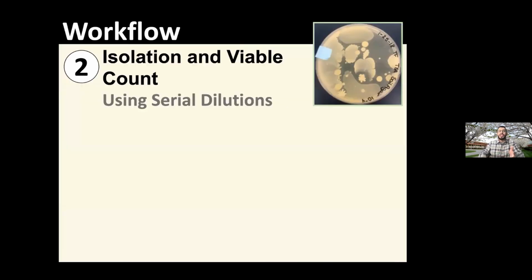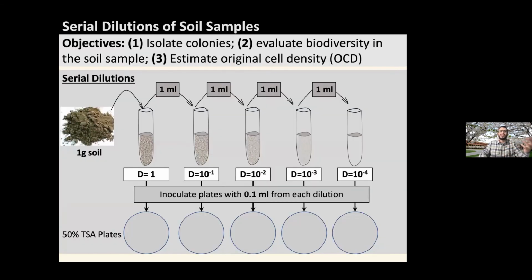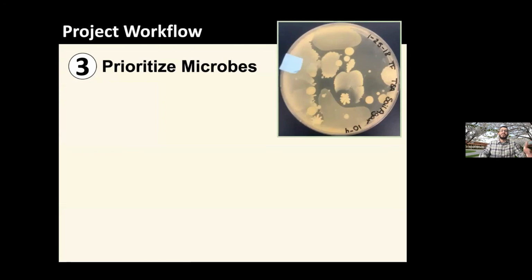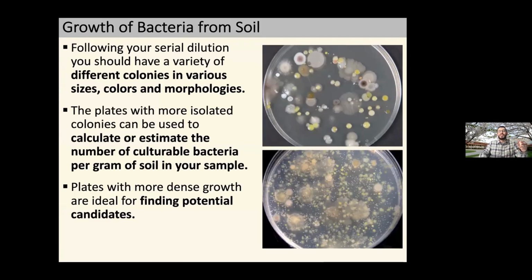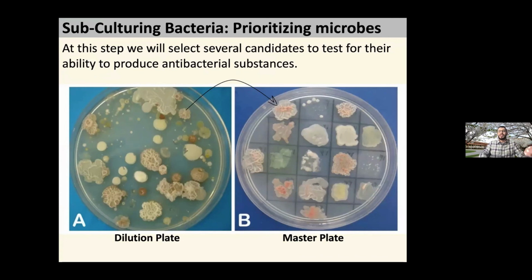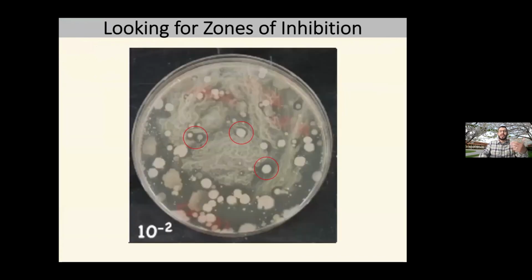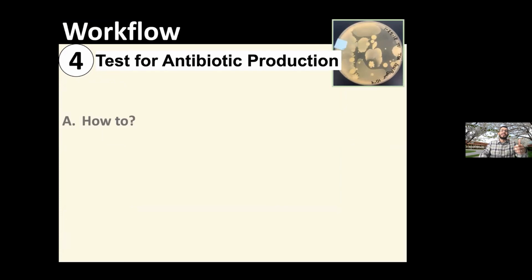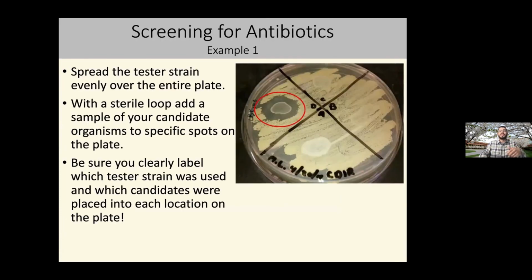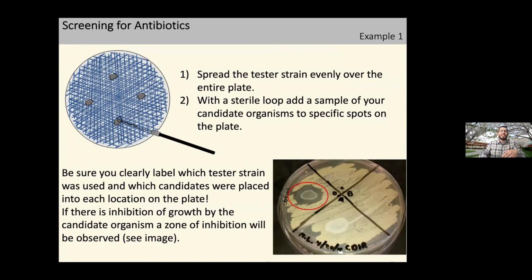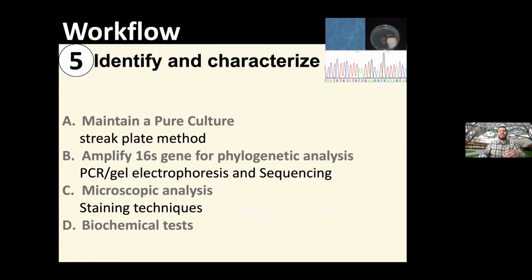Isolation and viable count. We teach them how to do serial dilutions, and then using serial dilutions, we can isolate the bacteria, then prioritize the microbes. I'm just going to skip to this slide. These are some of the slides I use in my course. We teach them how to spot the right colonies and then pick those colonies and transfer them. So they do a lot of microbiology techniques that are relevant either to academia or to the industry. And then test for antibiotic production. So we have them put their candidates against tester strains, different techniques, and then eventually they choose one candidate and they have to maintain a pure culture, amplify the 16S gene for phylogenetic analysis, do microscopic analysis, and do biochemical tests in order to try to characterize the microbe.